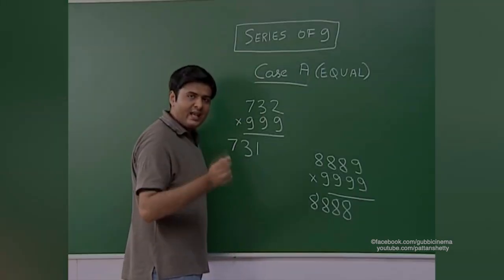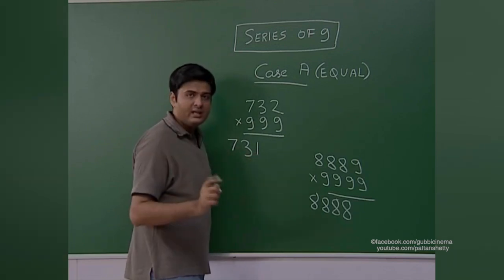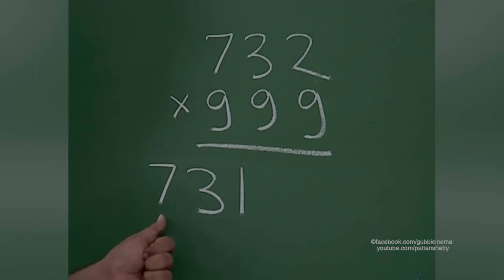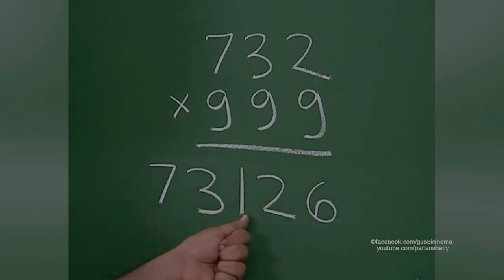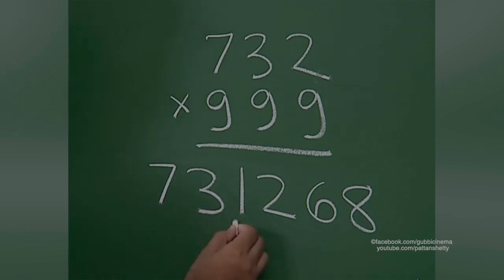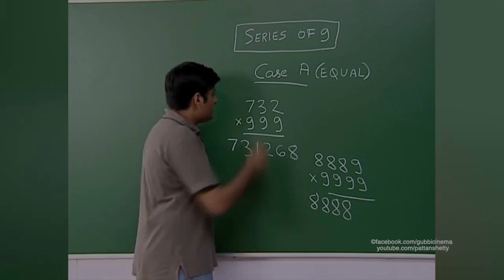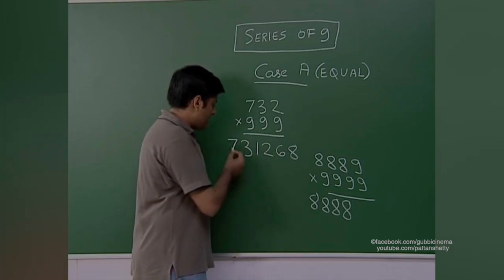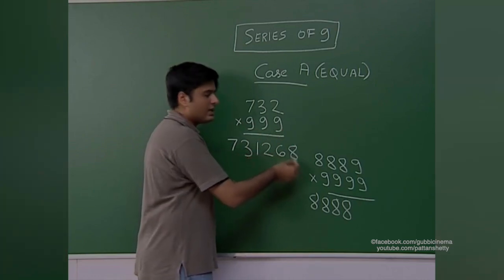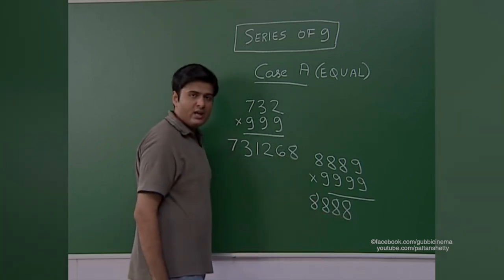And next what you have to do is, you have to subtract each of these digits from 9 and write down. 9 minus 7 is 2, 9 minus 3 is 6, 9 minus 1 is 8. My final answer is 731268. You see, this is our final answer. 732 multiplied by 999 is 731268.